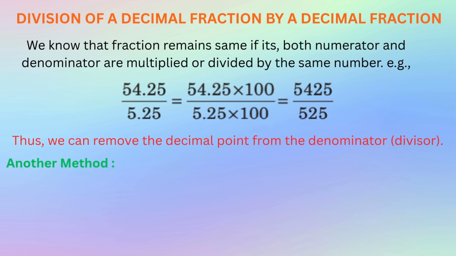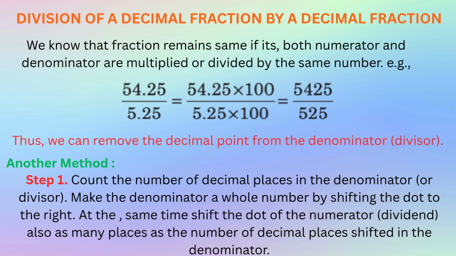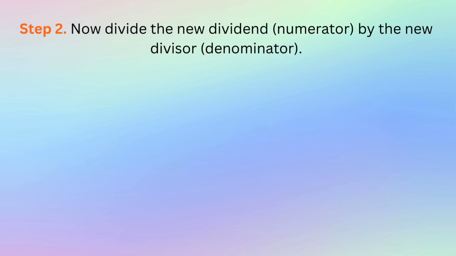Another method. Step 1. Count the number of decimal places in the denominator, or divisor. Make the denominator a whole number by shifting the dot to the right. At the same time shift the dot of the numerator, the dividend, also as many places as the number of decimal places shifted in the denominator. Step 2. Now divide the new dividend, numerator, by the new divisor, denominator.